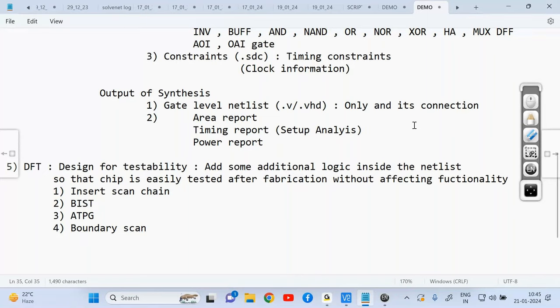Every team should be good at scripting. Even the PD team should be good at scripting. They should know TCL. Using TCL or Python, or Perl, anyone can do it.